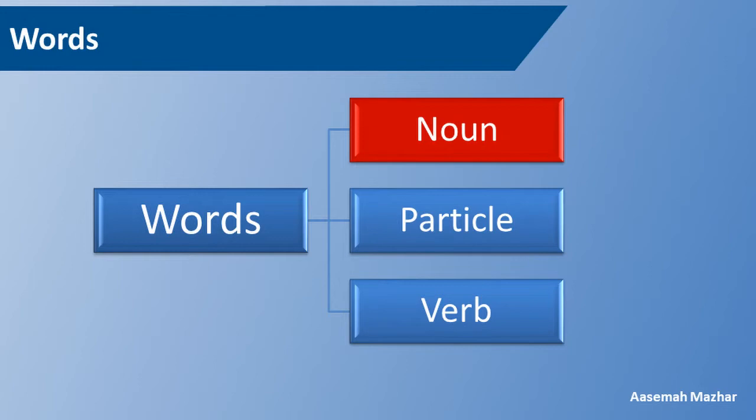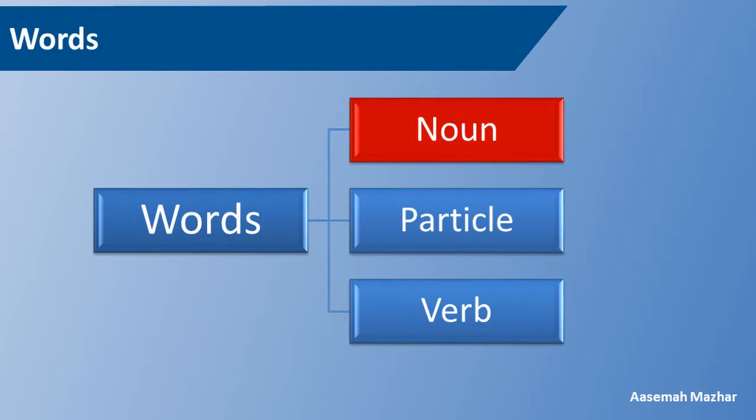Noun, which in Arabic is called ism. Particle, which includes preposition. In Arabic, it's called harf. And verb, in Arabic, it's called fi'l. We'll first learn the details of noun. Once we cover noun, we'll learn about particle and verbs as well. So let's first define what a noun is, what an ism is. Ism is name of an object, place, person, and more.